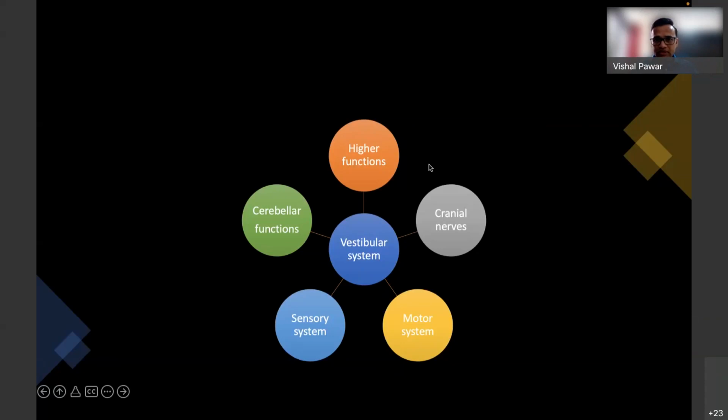So these are the various functions we examine when we examine any neurological patient. When it comes to a neurologist, we usually go through higher functions, cranial nerves, motor system, sensory system, and cerebellar function. This is the schema through which we go and examine the patient. And now I will let you know how the vestibular system is connected to everyone.